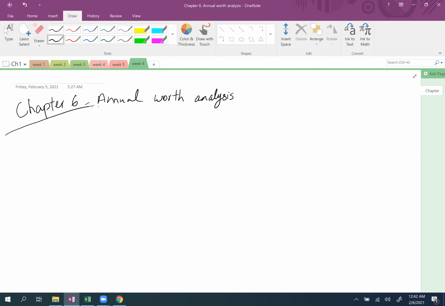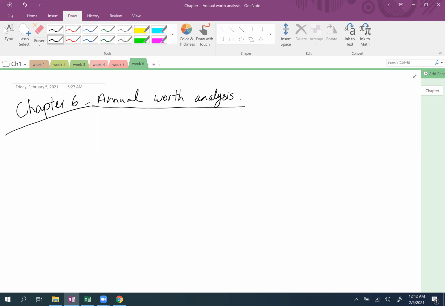But in this chapter, we are going to talk about annual worth analysis. Really, all you need to do in this chapter is to calculate the equivalent annual worth of different alternatives and compare the final numbers. So really, we are not learning anything new again in this chapter. Why? Because you will be comparing just two different numbers, where these numbers are the annual worth of different alternatives.